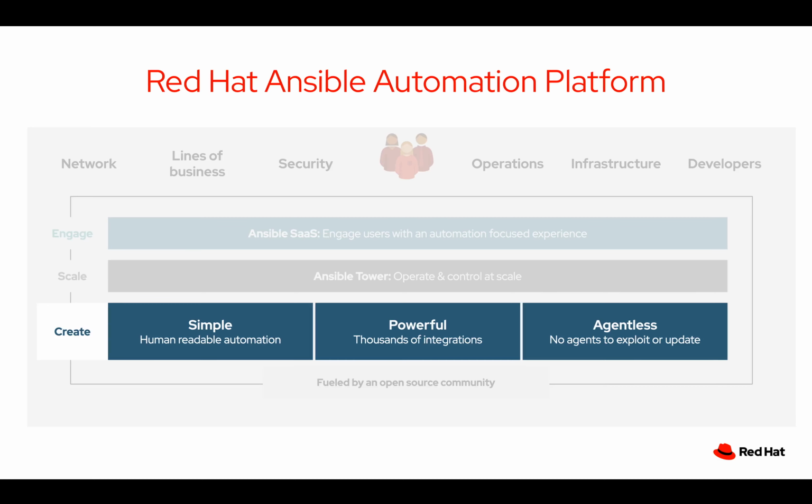For this session, we're going to cover the Create layer. This is where we use Ansible Core Engine to provide us with a basic unit of automation. In a minute, we'll cover off the basics of writing automation and getting started. But first, let's look at the main features and benefits of using Ansible.